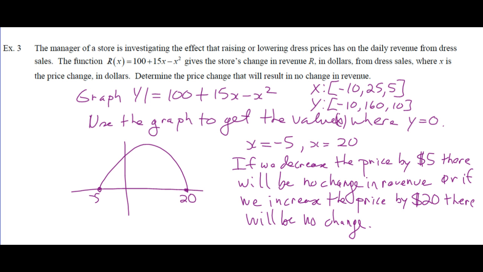So in this case, it actually makes sense to deal with x as being negative. Say, well, x is -5. That leads you to no change in revenue, as does x equals 20. So price change: decrease it by $5 per dress or increase it by $20 per dress. You'll take in the same amount of revenue. Decreasing by 5, you'll sell more dresses, so that your revenue will stay the same. And increasing by 20, you'll sell fewer, but your revenue will stay the same. Okay, questions?